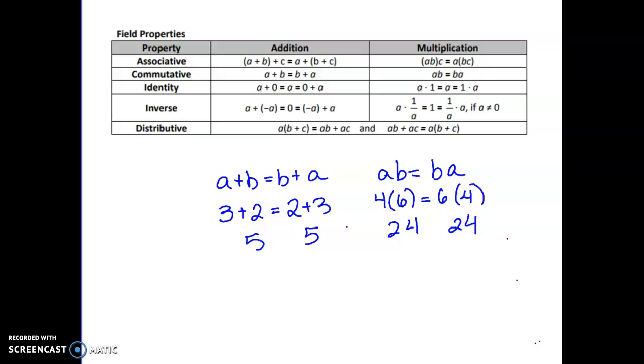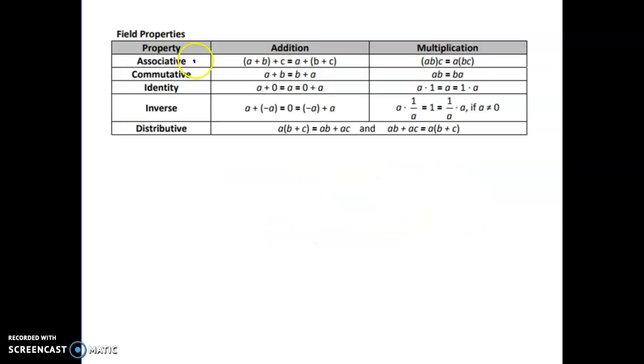Okay, so the identity property, so we did associative, commutative. The identity property for addition, so the additive, we call this the additive identity.